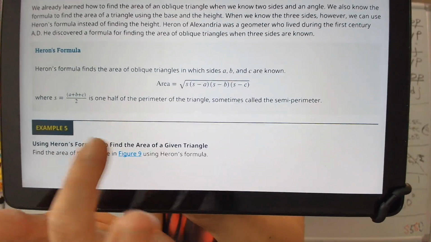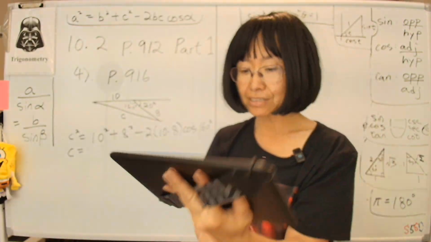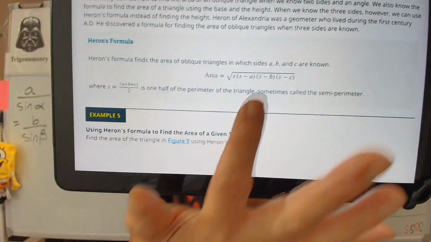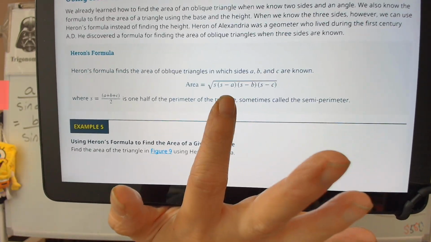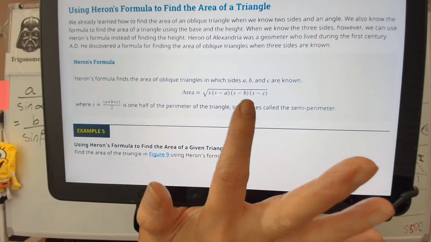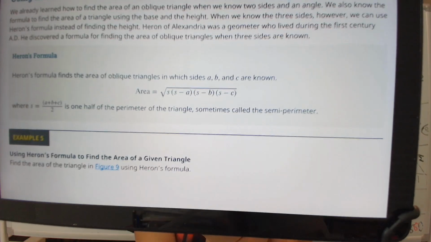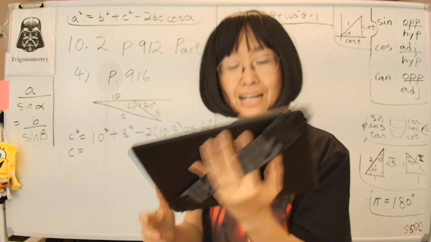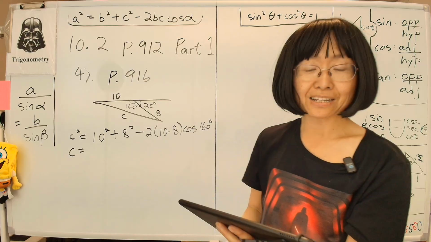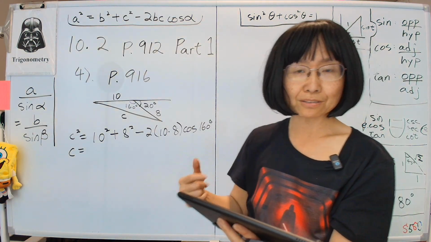Once you figure out what S is, you plug it into this formula, which is symmetrical and follows a pattern. You start with S, then times S minus A, times S minus B, times S minus C, take the square root of all of it, and then you will have the area of any old triangle you want. It doesn't matter which triangle it is, as long as you know the three sides.